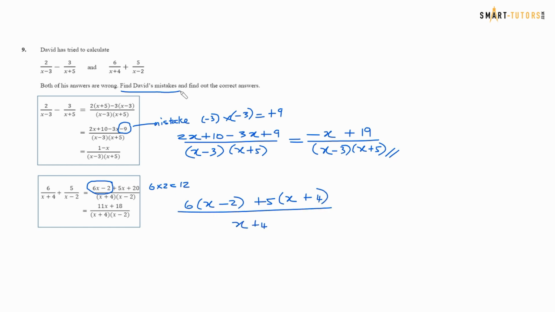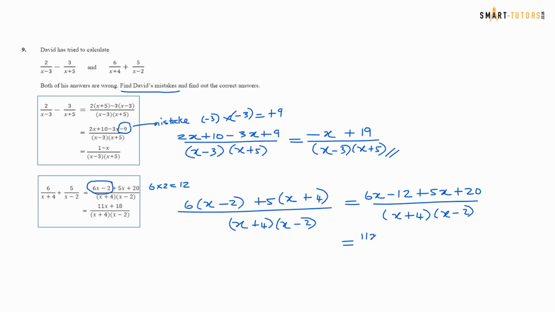At the bottom x plus 4, x minus 2. So I'm going to be expanding the brackets. 6x minus 12 plus 5x plus 20 over x plus 4, x minus 2. If you add the 6x with 5x is 11x, plus 20 take away 12 is 8 over x plus 4, x minus 2. That is our final answer for question number 9.